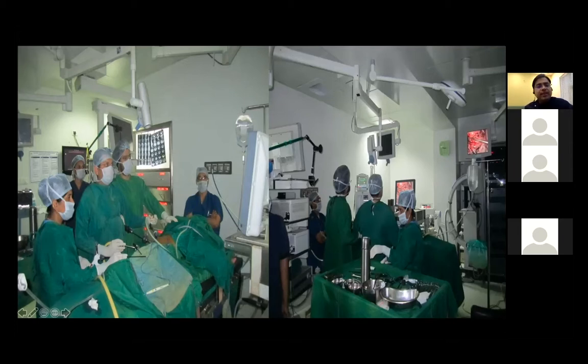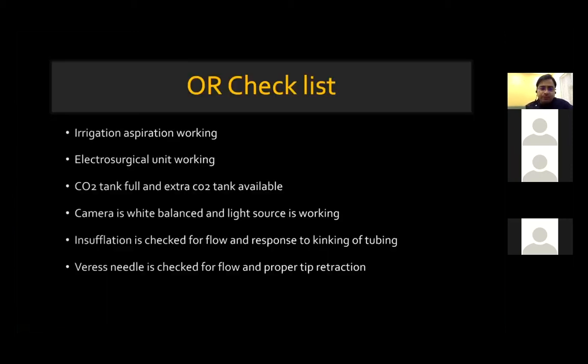The circulating staff nurse stands behind the operating surgeon, and the anesthesiologist at the top end. So this must be the constant arrangement. This arrangement only changes when you are doing a right-sided surgery and the dissection or the procedure is going on at the level of the upper pole of the kidney. Here the relation of the camera driver and the surgeon will change. That means the surgeon will go cranial and the camera driver will come caudal.